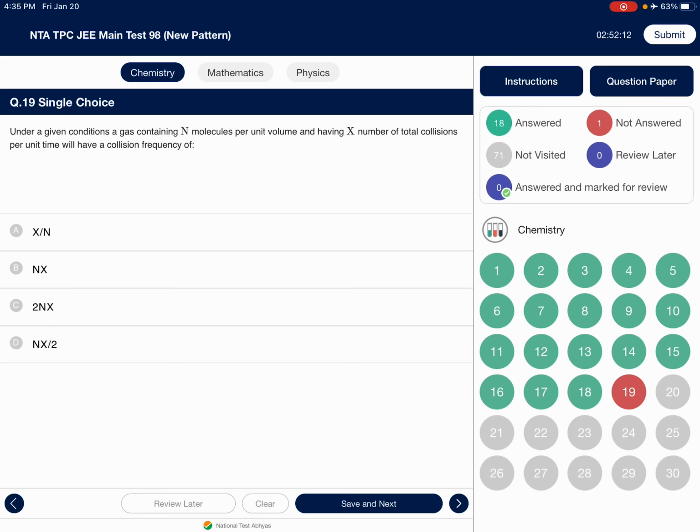Under the given condition, a gas containing n molecules per unit volume and having x number of total collisions per unit time will have what collision frequency? What is the formula for collision frequency? Z equals to... Collision frequency is not a regular question, so I am sorry for this. Z equals 10 power minus 24 to 28. The formula is nu bar by L m.